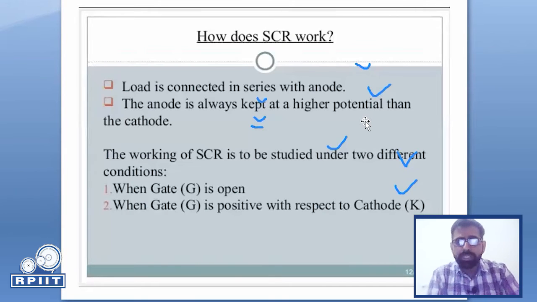Then how does the SCR work? So the load is connected in series with the anode. The anode is always kept at a higher potential with respect to the cathode.